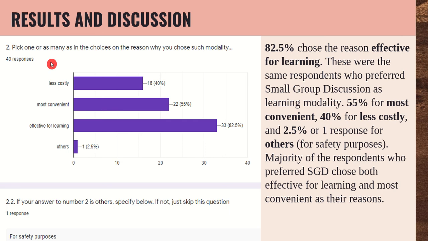For the second question, pick one or as many as in the choices the reason why you chose such modality. 82.5% chose the reason effective for learning. These were the same respondents who preferred small group discussion as learning modality. 55% for most convenient, 40% for less costly, and there's one who picked others, which is 2.5% rather, and the reason is for safety purposes. So the majority of the respondents who preferred SGD chose both effective for learning and most convenient as their reasons.